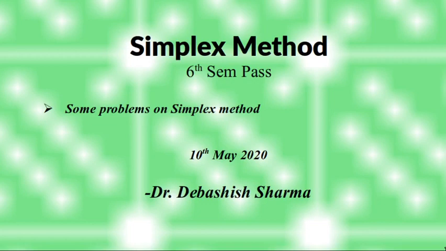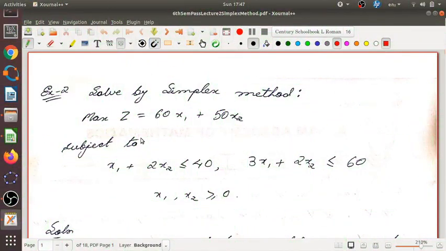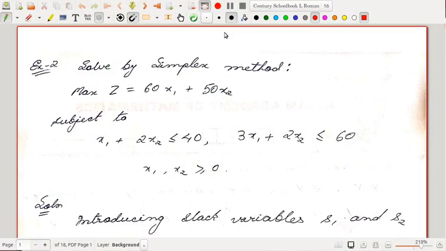So in the last class I had started the simplex method and I had shown you one problem, the step-by-step method of solution of the problem by simplex method. So in today's lecture I will take up two more problems which are of similar type as the earlier problem, and please observe the steps very carefully, as all the steps are very much important in the simplex method. Okay, so let us take up this problem solved by simplex method.